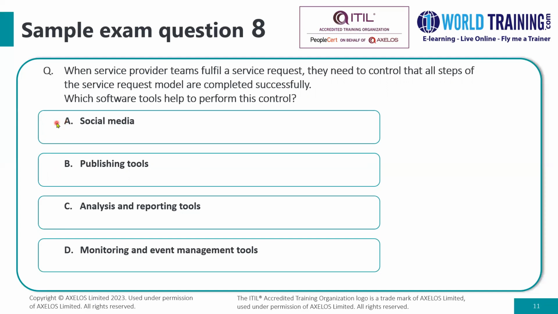Social media, option A, those tools are used to communicate the service models to users. Publishing tools are also similar, used to communicate service models to users. Option C, analysis and reporting tools, support the practice of measurement and reporting, whereas option D, the monitoring and event management tools, help with the service request models execution and control. Therefore, D would be the correct answer.